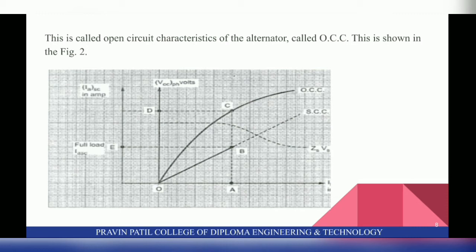So in this figure 2, you can see there are two characteristics. First is the OCC, upper side is OCC, and the lower, which is straight line, is SCC, that is short circuit characteristics. And you can also calculate the characteristics for ZS, that is impedance.